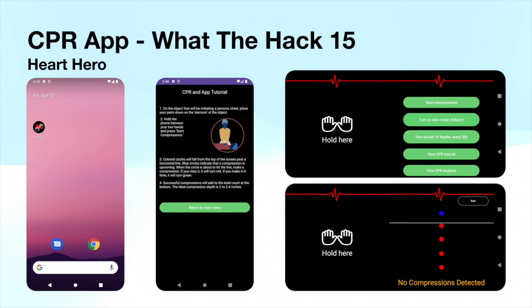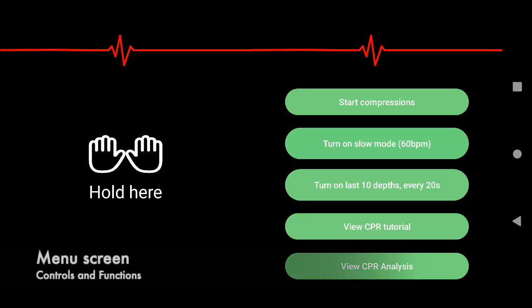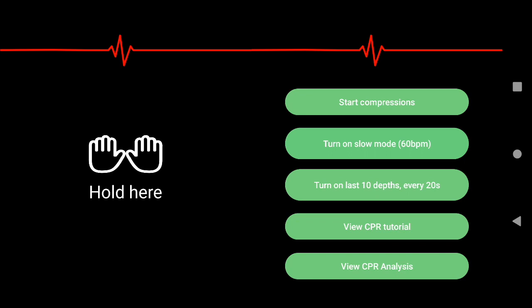For proper CPR administration, 2 hands are used to deliver compressions. However, for demonstration purposes of the app, 1 hand will be used. We will begin our overview at the main menu screen where all the app functions and toggles are located. The first button from the top allows the user to begin testing chest compressions.